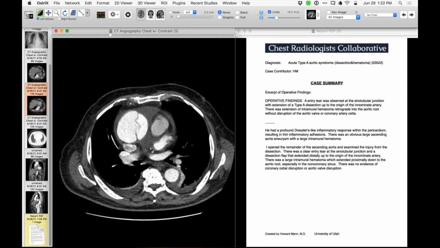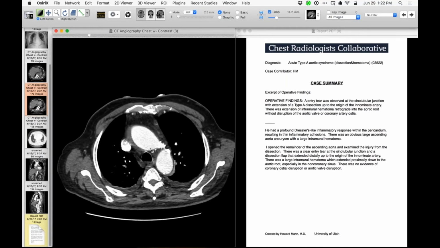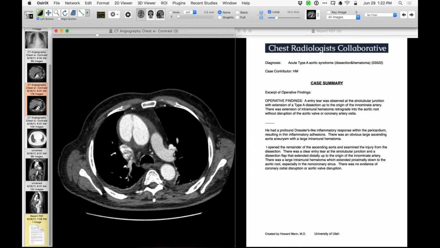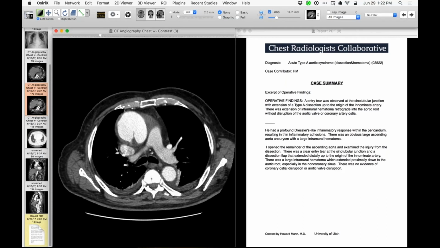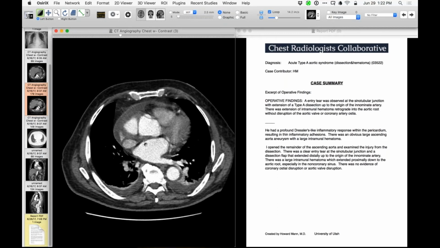Any other comments from anyone else about the anatomy or any other weird findings? Okay, Jeff, those are my two cases. Thank you, Howard. Okay, David or Travis? I have a couple. All righty.